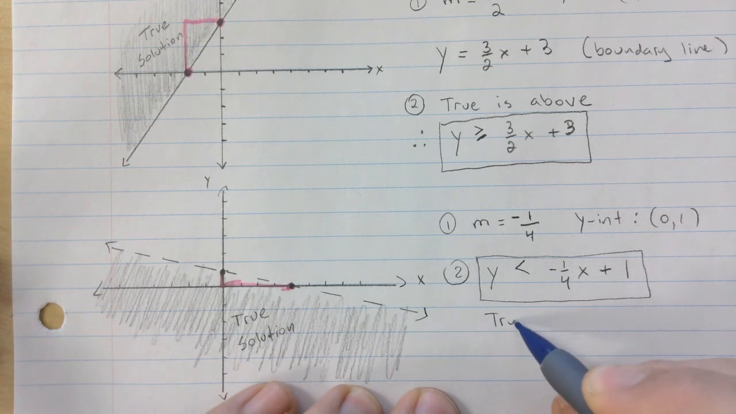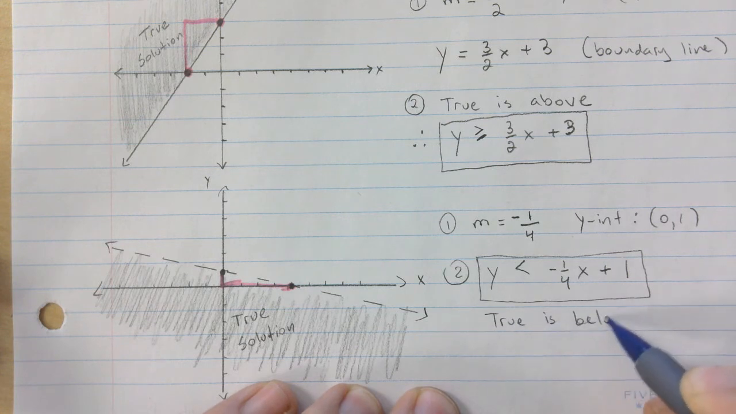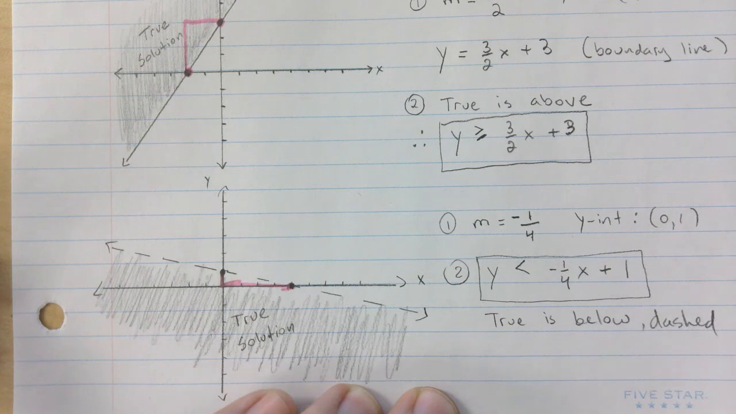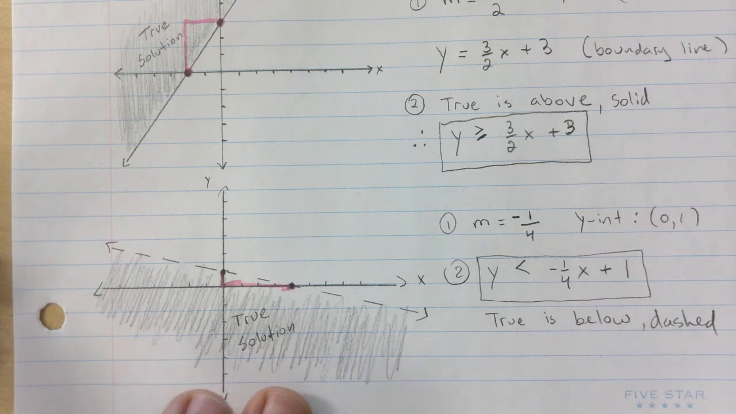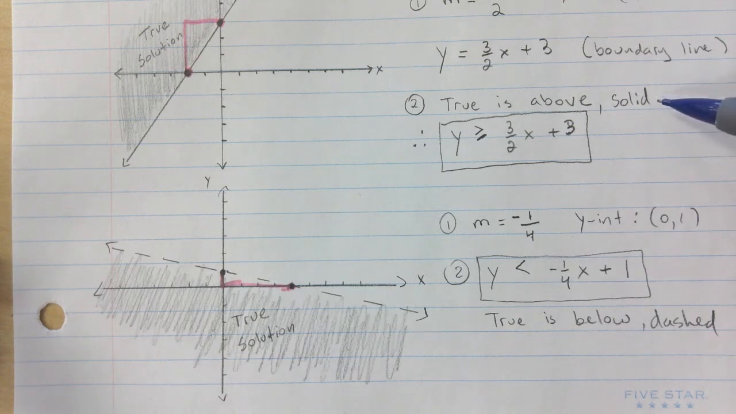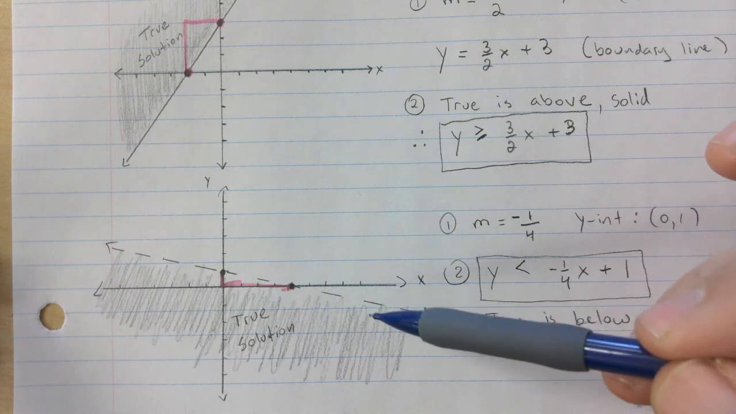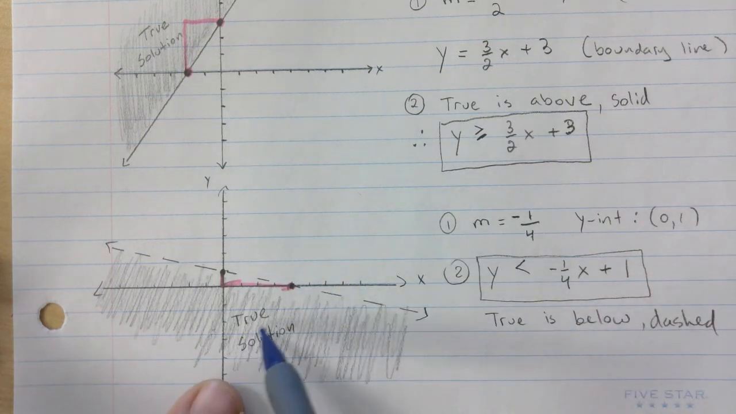And I'll just make a note. True is below, and it's dashed. This one, maybe just add that it's solid. I added solid up here and dashed down here. And that's how you do these types of questions. All right. So both examples had regular shading involved, but that doesn't really matter. It's trying to figure out where is the true region.